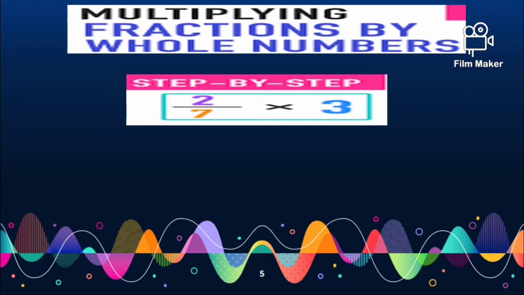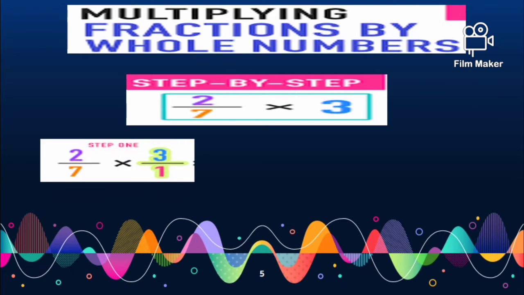So first we will convert the whole number into a fraction. We will write 3 by 1. 3 by 1 means every whole number is divided by 1. In the form of a fraction, we can write the whole number as 3 by 1. So 2 by 7 multiplied by 3 by 1.